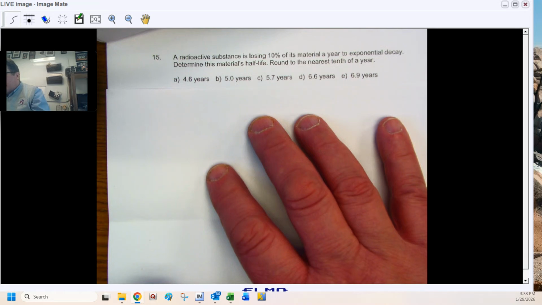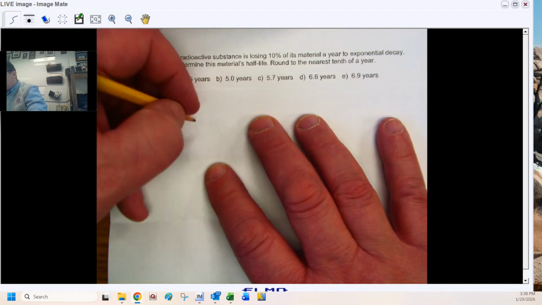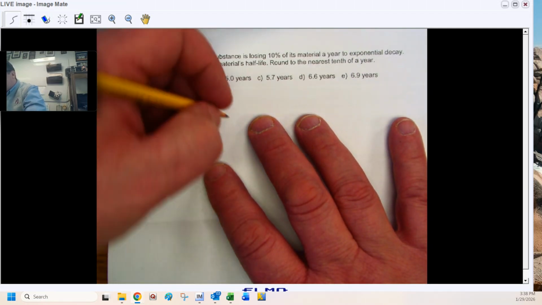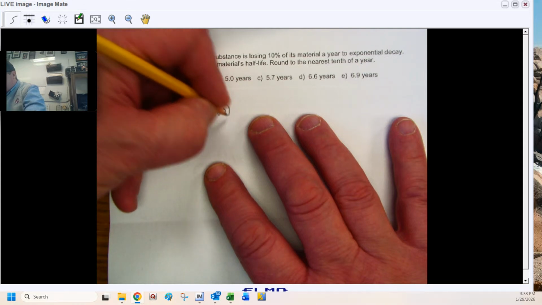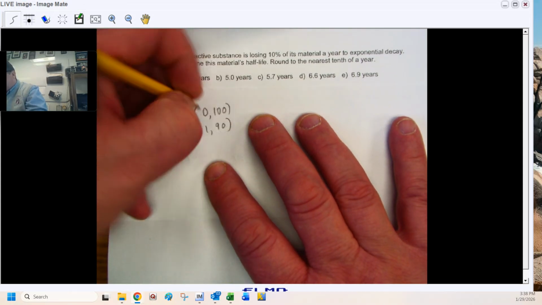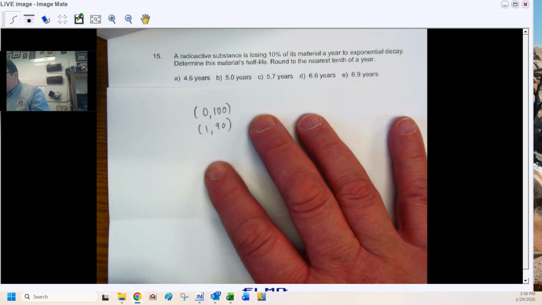And so I like to just think about what the points are. We might say at time 0, we can just pick a number. Let's pick 100, like for 100%. We have 100 of it. And then at time 1, we have 90 of it. It's losing 10% of its material.